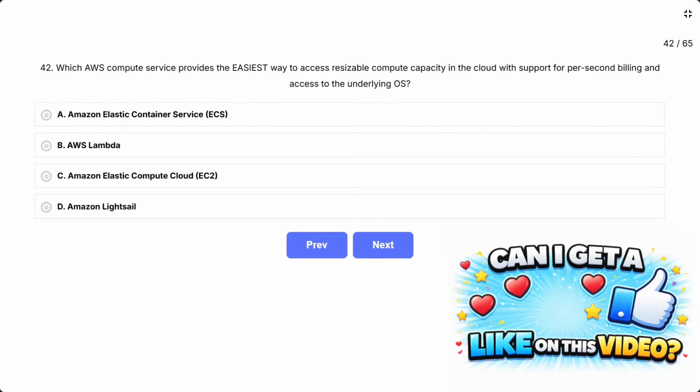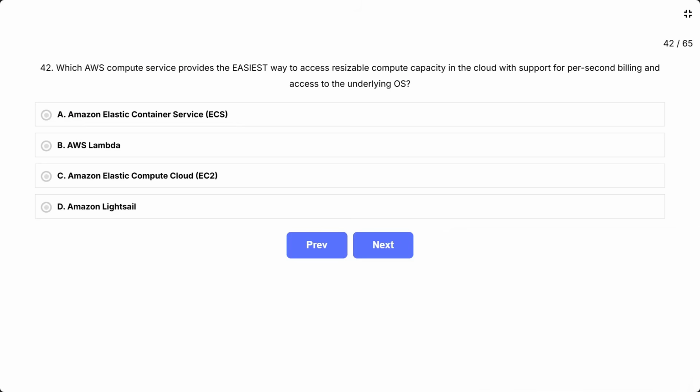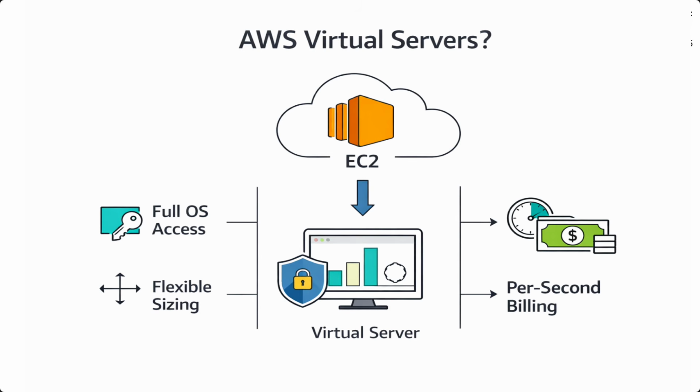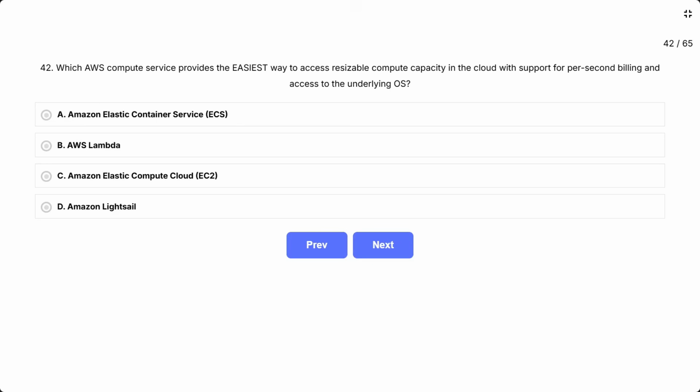Question 42. Which AWS compute service provides the easiest way to access resizable compute capacity in the cloud with support for per-second billing and access to the underlying OS? A. Amazon Elastic Container Service (ECS). B. AWS Lambda. C. Amazon Elastic Compute Cloud (EC2). D. Amazon Lightsail. This question asks which AWS compute service gives you virtual servers with full OS access, flexible sizing, and per-second billing. In simple terms, which service is like renting a virtual computer in the cloud where you control the OS? The correct answer is C.